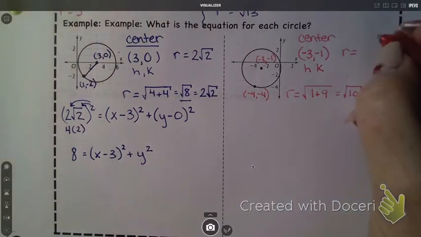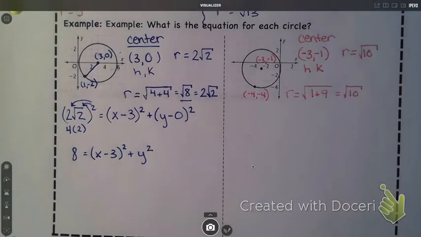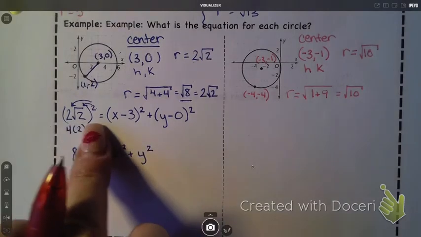Okay, now I have R is the square root of 10, and I have H and K. What do I do? Plug it in. That's where I get lost. Plug it in. I'm still on distance. Plug it in right here. Great. Just like this, Cooper.